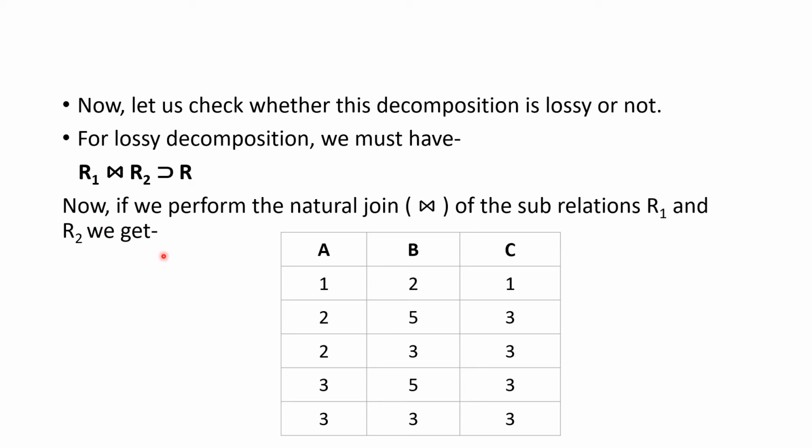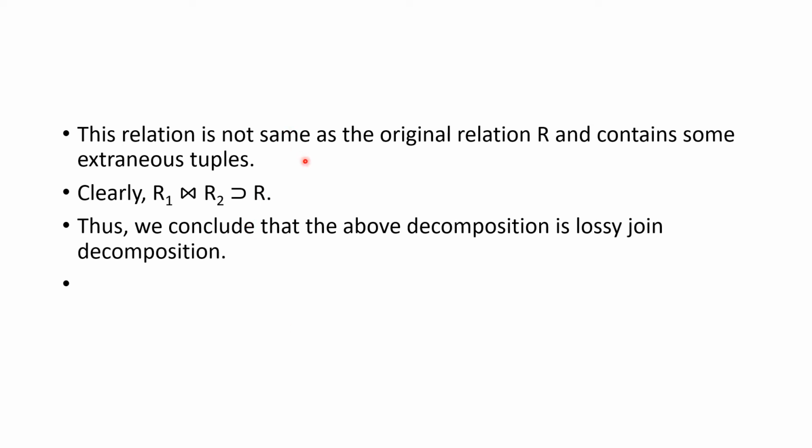Now, if we perform the natural join of the sub-relations R1 and R2, we get this. This row is being repeated, so this is an extraneous tuple. This relation is not the same as the original relation R and contains some extraneous tuples. Clearly, this becomes the superset and the original relation R becomes the subset of this joining result. Thus, we conclude that the above decomposition is lossy join decomposition.